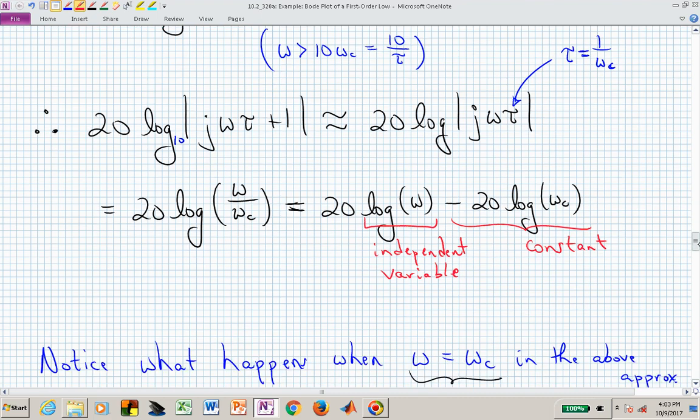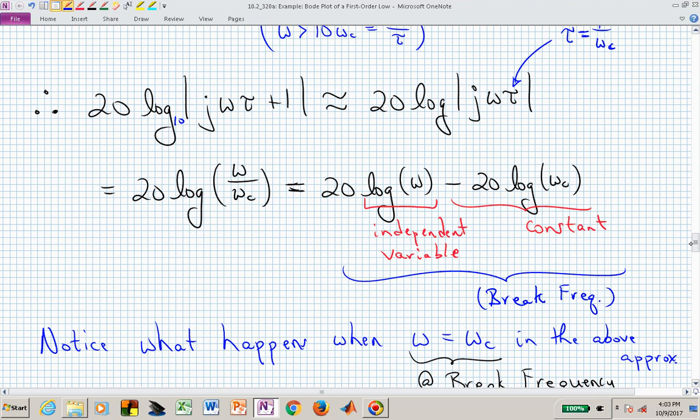What we want to do is figure out what would happen at this sweet spot, or what happens when these two pieces are actually the same. Again, it's really the difference between 20 log of omega and 20 log of omega sub c. Well, if omega is equal to omega sub c, I hope you can see then that you have 20 log of omega c minus 20 log of omega c.